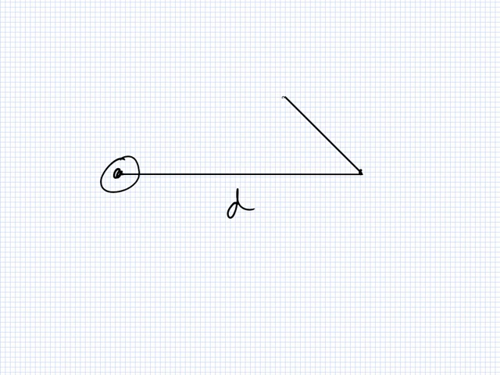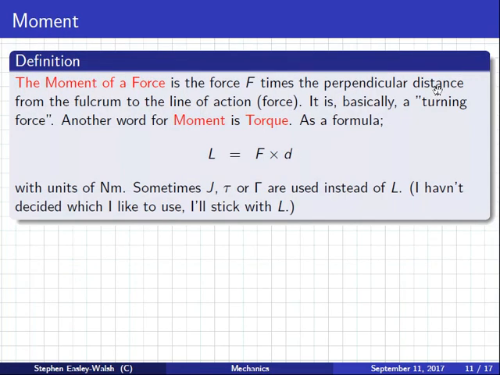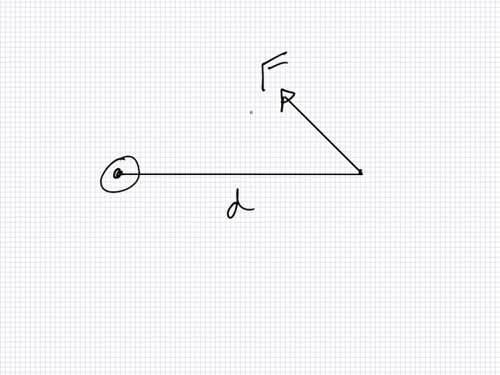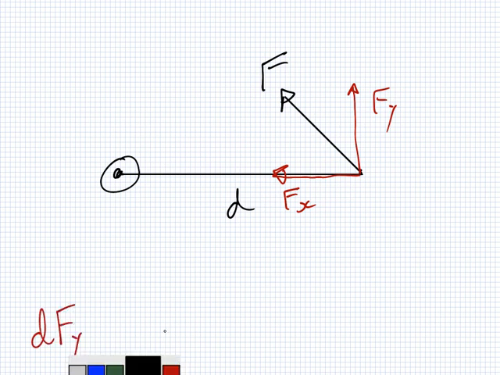Let me draw a picture. This is D, and let's say this is F like this. Perpendicular distance or perpendicular force, they have to be perpendicular. What you could do if you had this situation is resolve this into Fx and Fy. And which one would you use? You'd use Fy. So you'd say D multiplied by Fy.